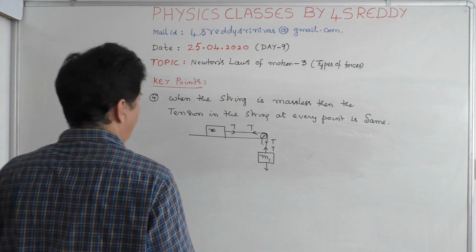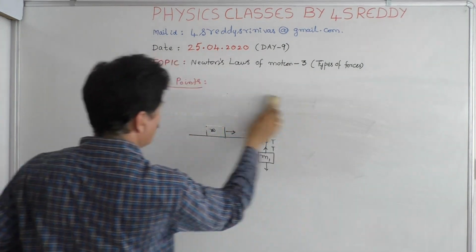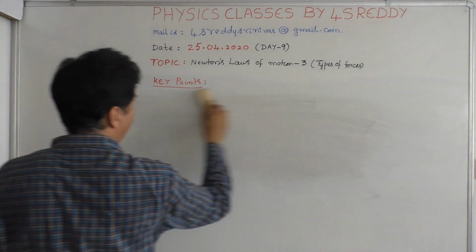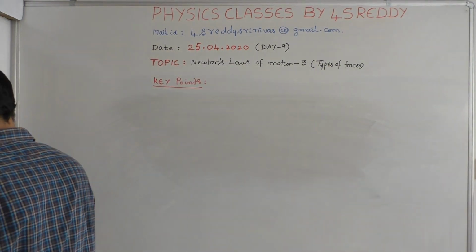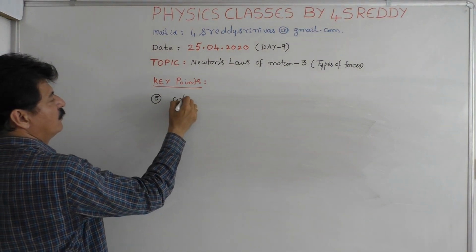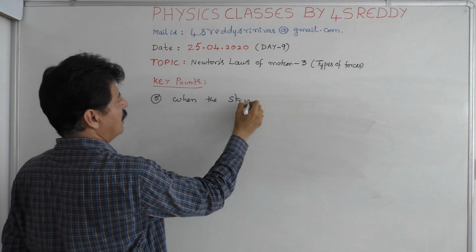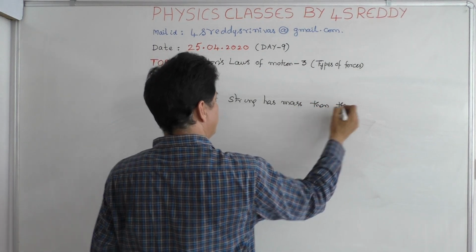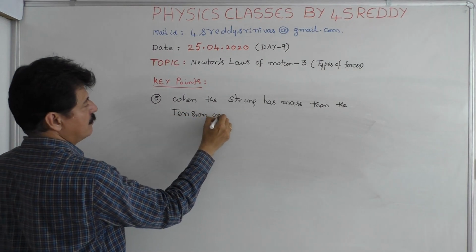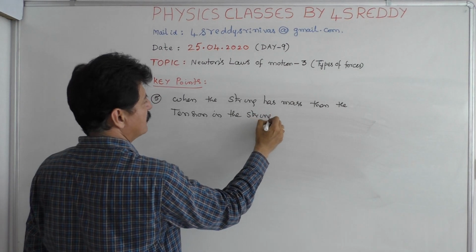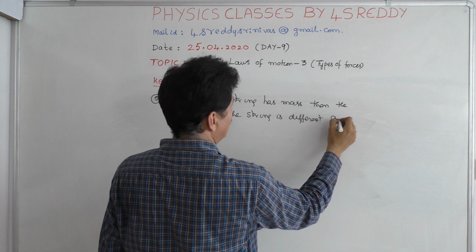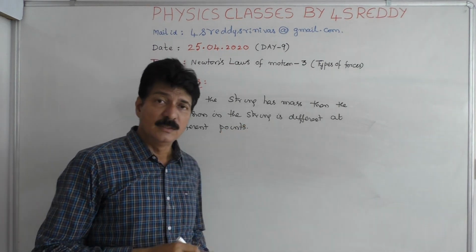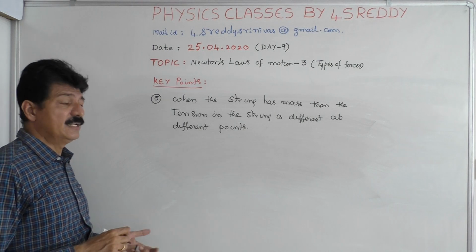And the next point. Point number 5. When the string has mass, then the tension in the string is different at different points.